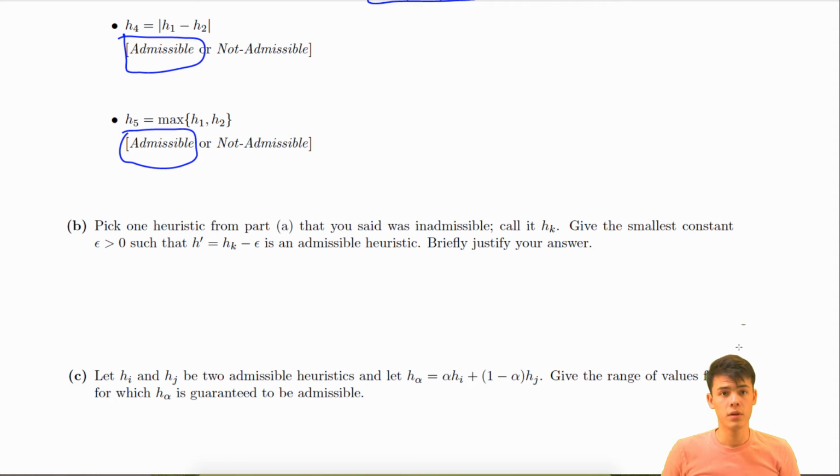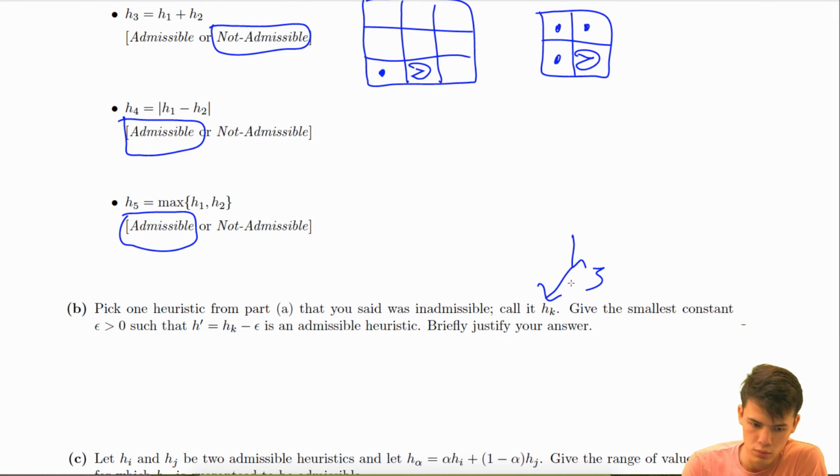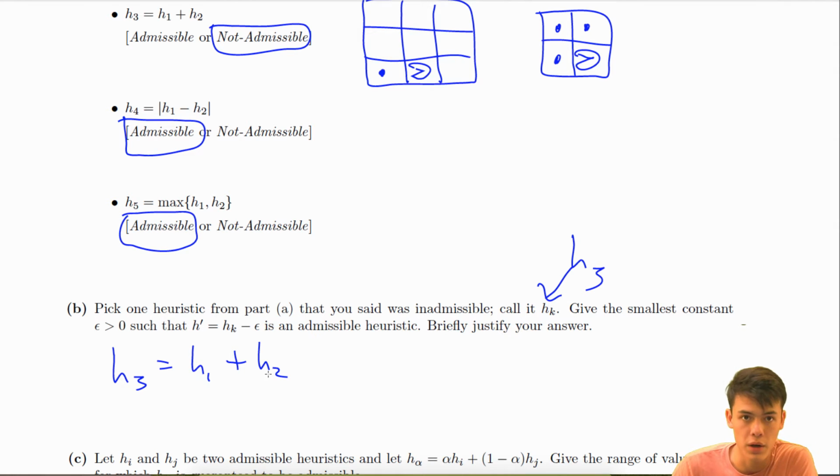Okay, part B. Pick one heuristic from the previous part that was inadmissible. Call it HK. Remember that the only thing that was not admissible was H3, so this is really just H3. And give the smallest constant epsilon such that subtracting epsilon from all values of H3 is going to give you an admissible heuristic. Let's try to find out why. Recall that H3 equals H1 plus H2.